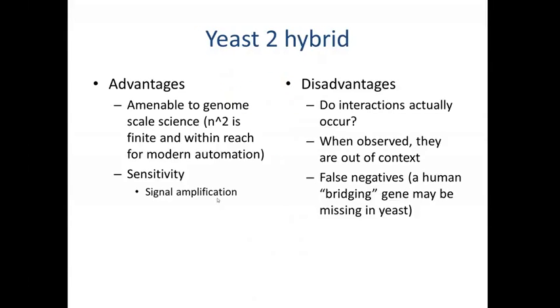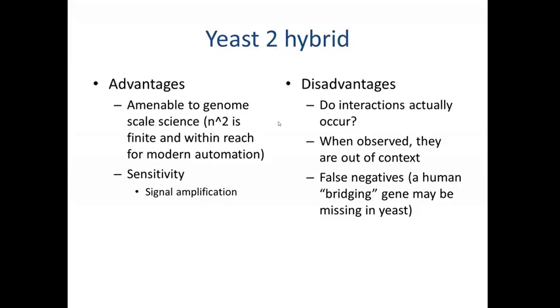So some of the advantages of the yeast-2 hybrid is that it's really amenable to genome scale science. While n squared is a big number, it's finite and within reach for modern automation. And because you're taking advantage of this endogenous transcriptional process, you have really good signal amplification and good sensitivity.